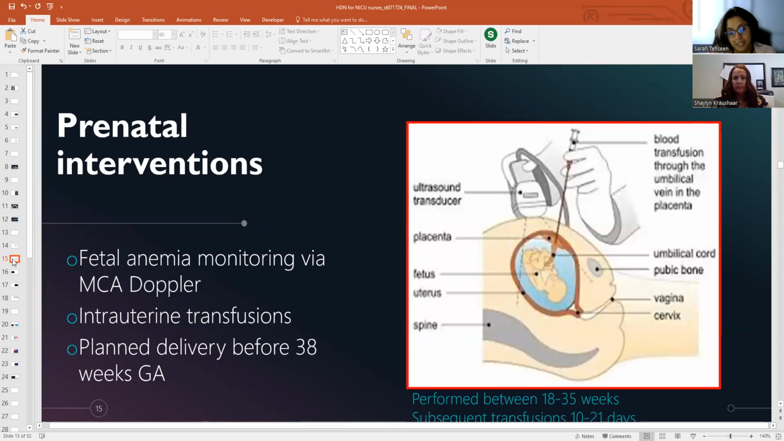And if that flow is increasing to a significant degree, then the fetus is deemed anemic, and then these pregnant individuals get shipped off to either Winnipeg or Toronto or Calgary, and they get intrauterine transfusions. And these patients are then usually delivered before 38 weeks gestation, because after 38 weeks, the MCA Dopplers are not reliable when it comes to determination of anemia. So this is what's happening on the maternal side. Okay.